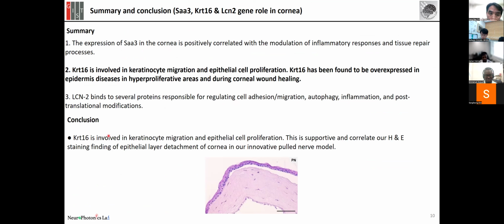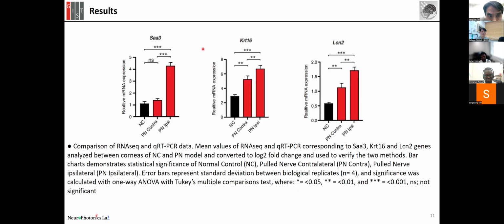What I conclude is I want to go with KRT16 because these are the images from my Pulner model. We can see the epithelial layer of the cornea is damaged and there's a detachment. According to the journal, if there's epithelial cell proliferation, the epithelium becomes eroded or detached. I found the detachment in the layer. That means my model is showing very high KRT16 upregulation. How do we consider this? We checked with qPCR. I found all three genes showed significant values, while KRT16 had more significant relative mRNA expression.